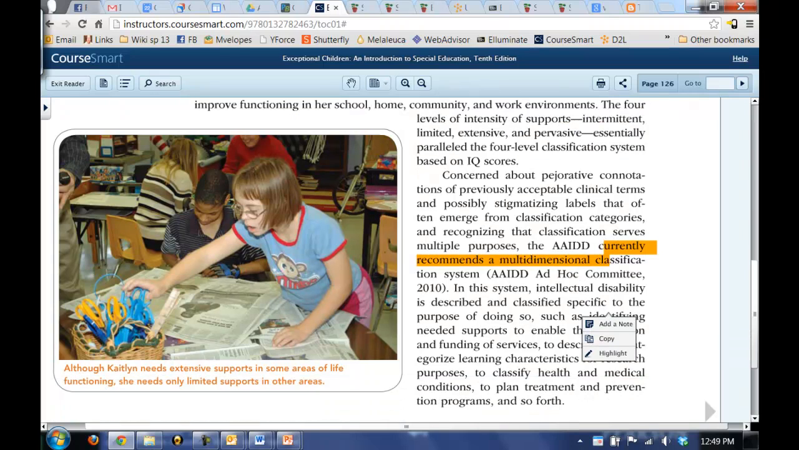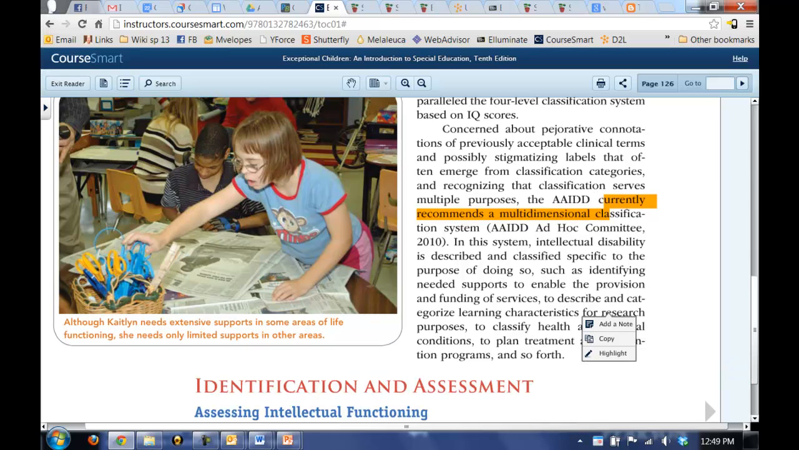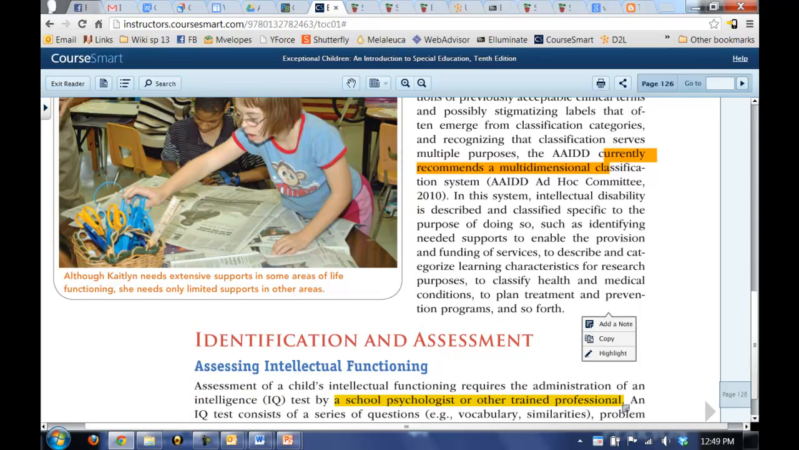And then your second thing is the recommendations of multidimensional classifications. An intellectual disability is described and classified specific to the purpose of doing so, such as identifying needed supports and enabling the provision and funding of services. Describe the categorized learning characteristics to classify health and medical conditions. So I want you to bring this into your notes here.